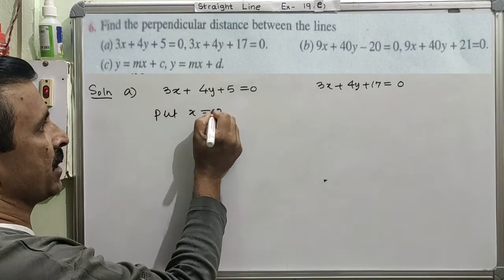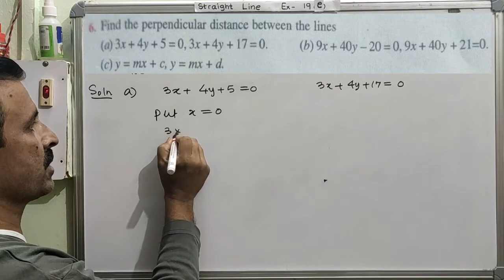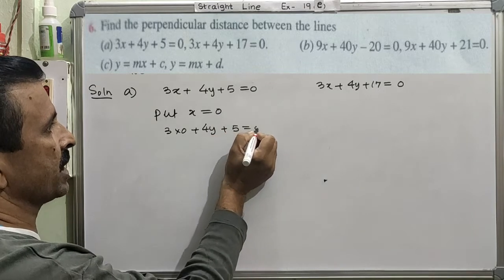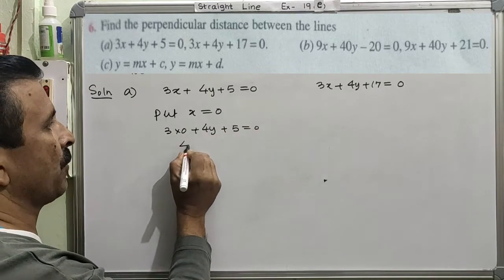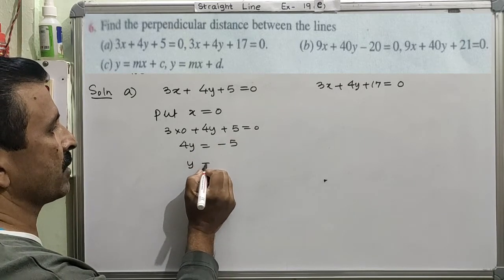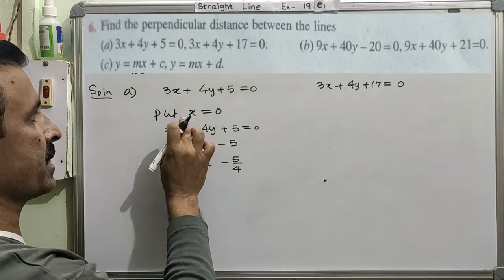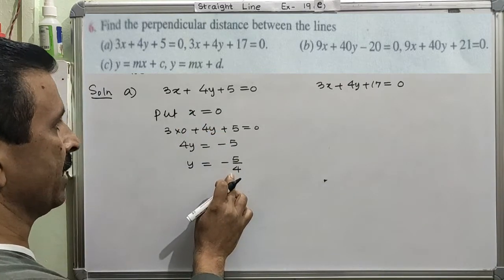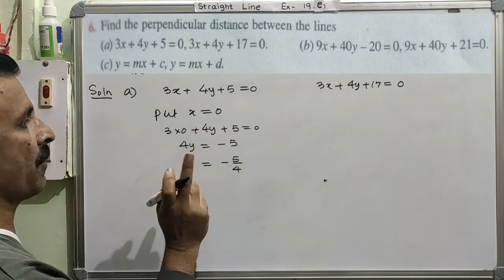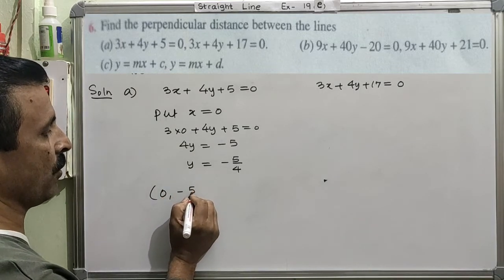So put x as equal to 0. In this equation, if you do so, it becomes 3 into 0 plus 4y plus 5 is equal to 0. So this is 0. Now 4y is equal to negative 5, and therefore y is equal to negative 5 over 4. Clear? So by considering x as equal to 0, you got the value of y. And this set of two numbers will give you the coordinate of a point. Therefore the coordinate of the point you got is 0 and negative 5 over 4.